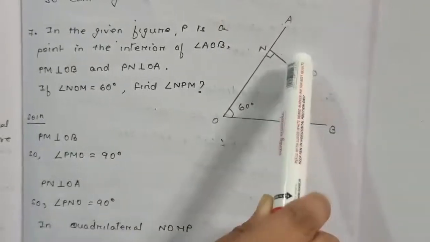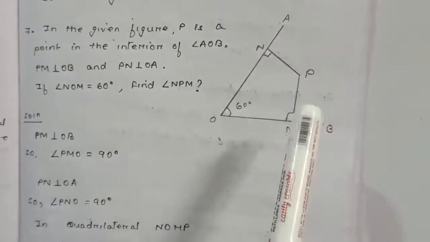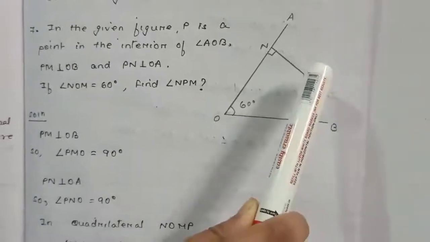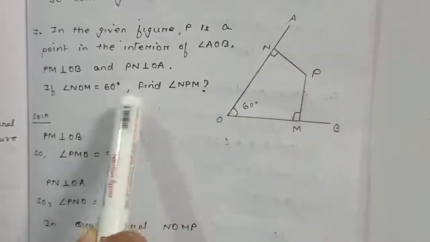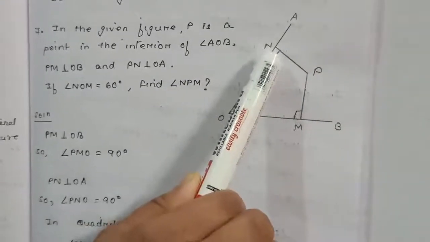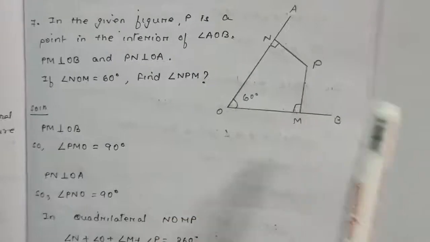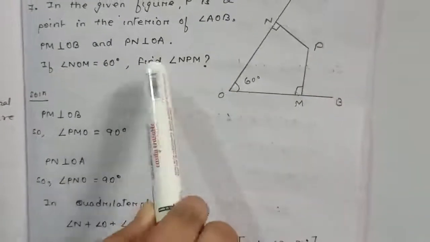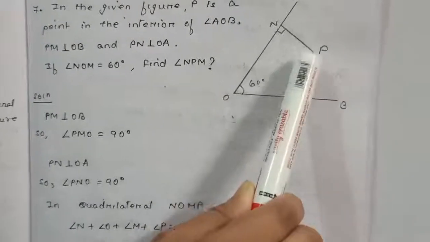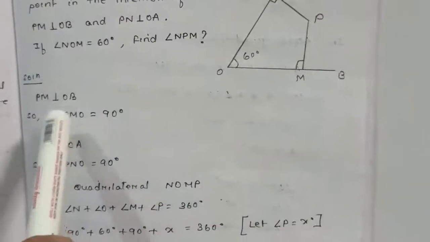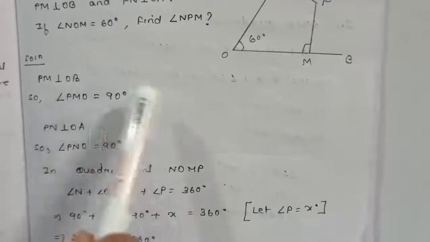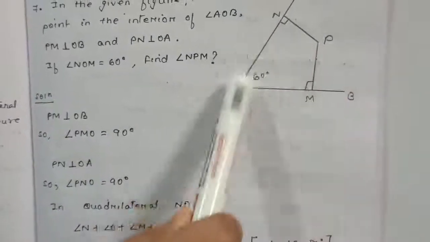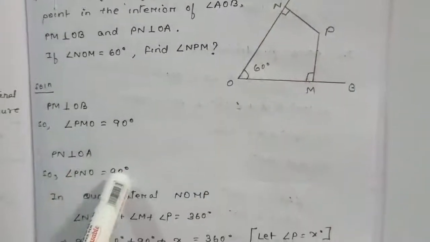Now you see, since PM is perpendicular to OB, by default angle M will be 90 degrees. Also, since PN is perpendicular to OA, by default angle N will also be equal to 90 degrees. So this angle we know, this is 90, this is 90. We have to find only angle NPM. Finding angle NPM means we have to find angle P. So PM is perpendicular to OB, so angle PMO is equal to how much? 90 degrees. Also PN is perpendicular to OA, so angle PNO is equal to 90 degrees.